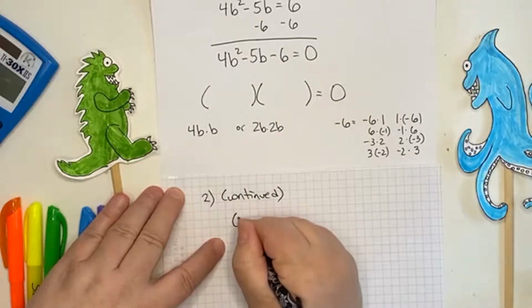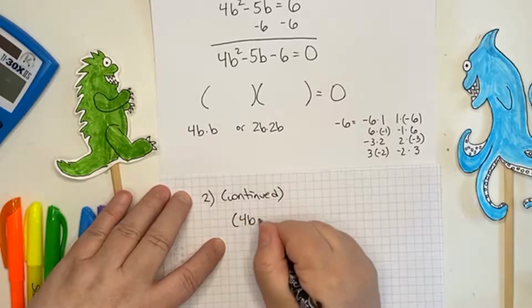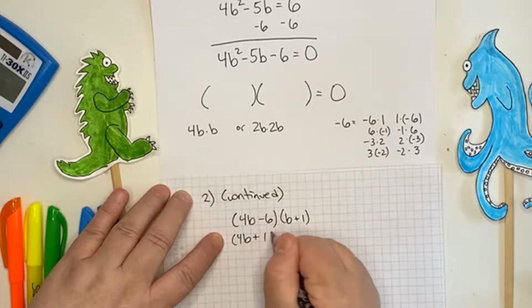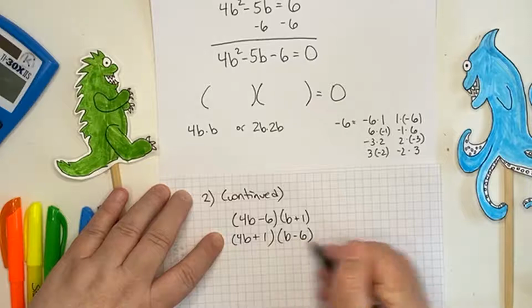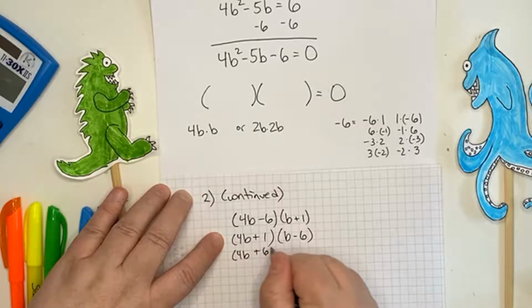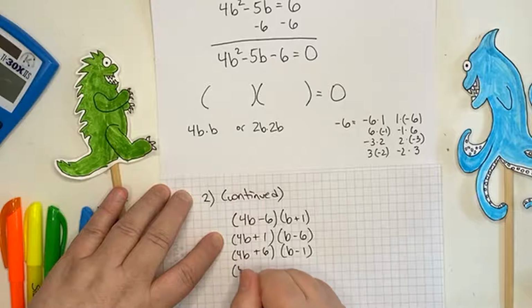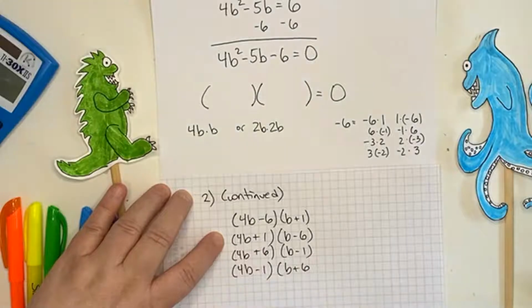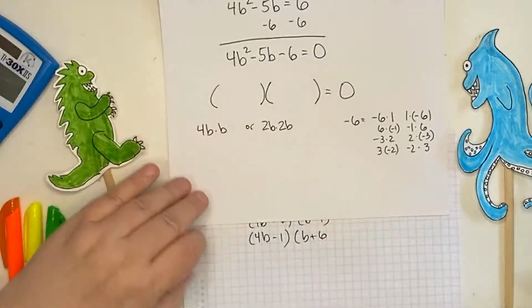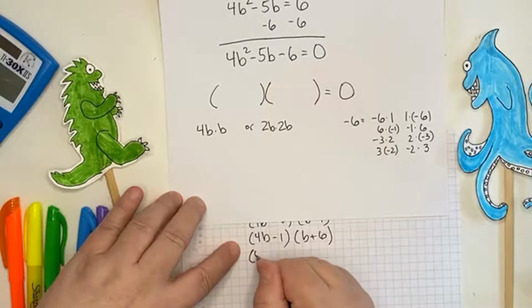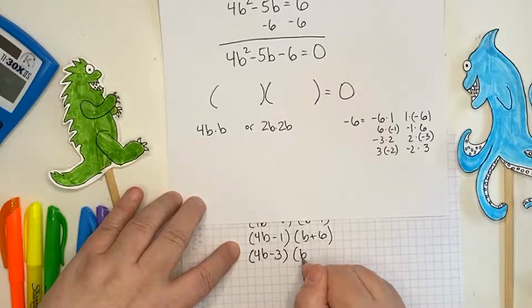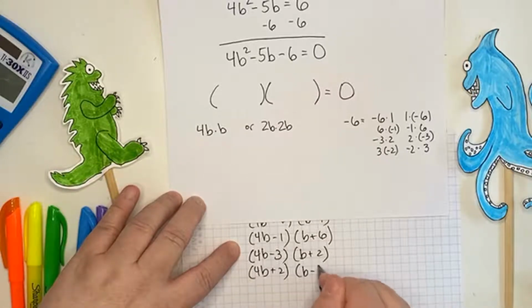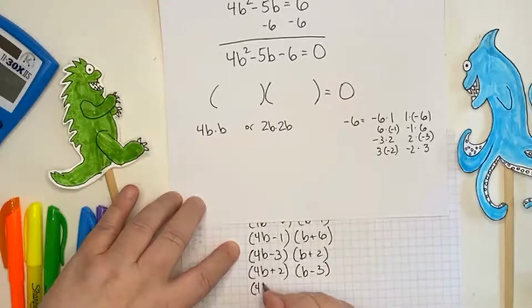So for me, I've got, let's see, 4b minus 6, b plus 1. 4b plus 1, b minus 6. 4b plus 6, b minus 1. You know how this works. 4b minus 1, b plus 6. What would be awesome is if I had actually planned ahead and had these all written out for you, but I don't. So we're going to get this in real time, because I don't remember which one the correct one is.